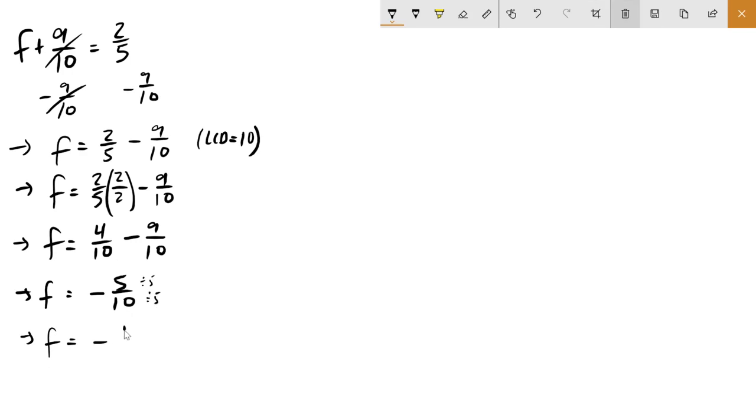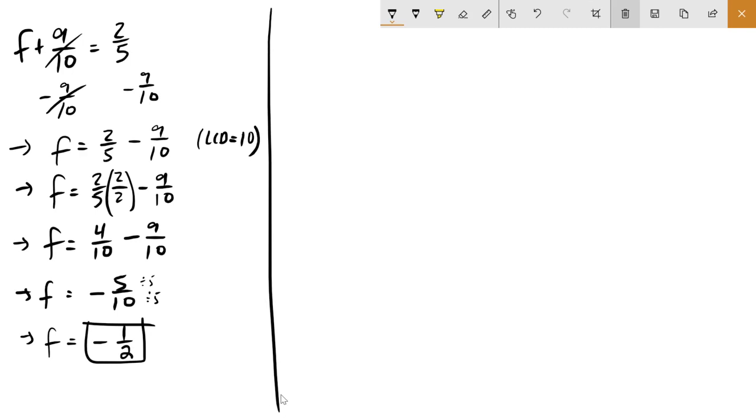So this will become negative 1/2 for that one. Okay? So you see addition, you subtract, then you worry about the right-hand side. Got to get some LCDs so that you can put them together, and then you're good. Don't forget to reduce at the end. Negative 5/10 is technically correct. It's just not reduced.